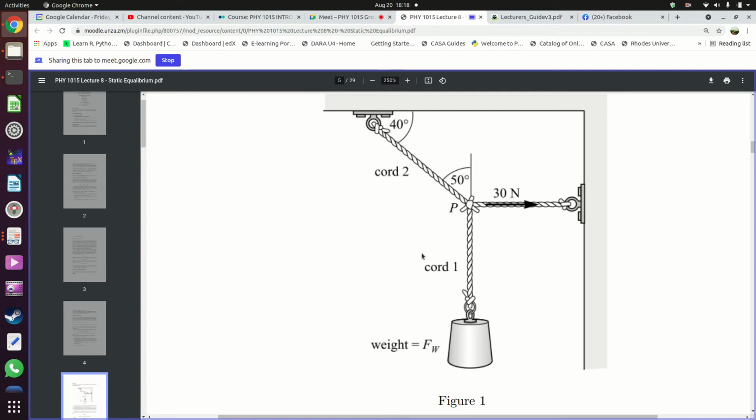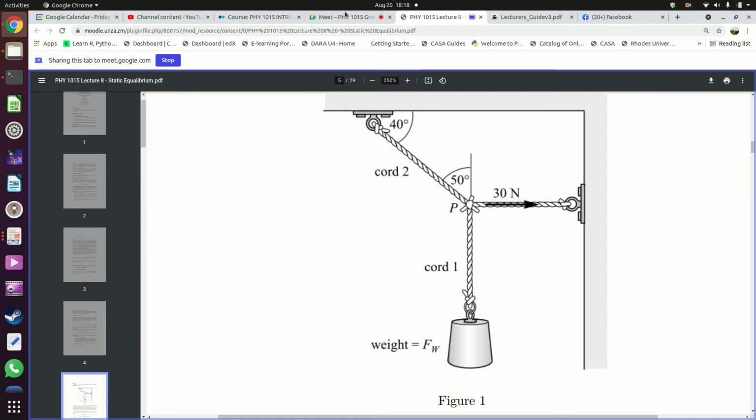Since this rope has been named cord 1, we are going to call the tension in this rope T1. And since this rope has been named cord 2, we're going to call the tension which lives in this rope T2. And since this rope is just given 30 degrees, we are going to call the tension in this rope 30 newtons.